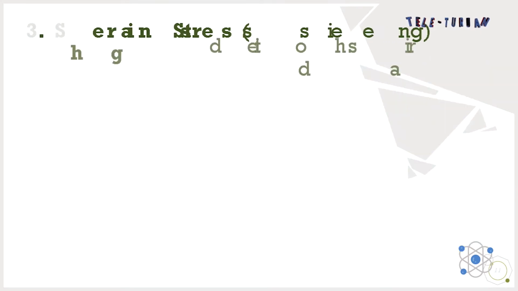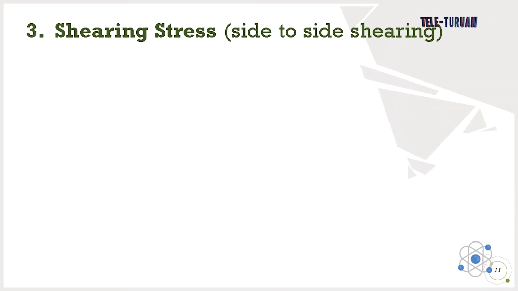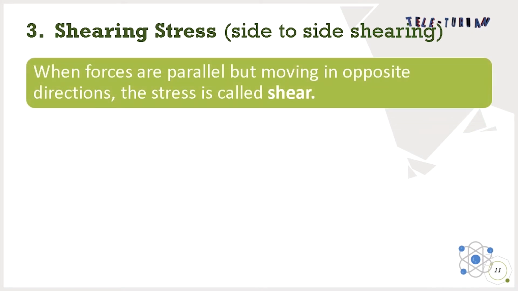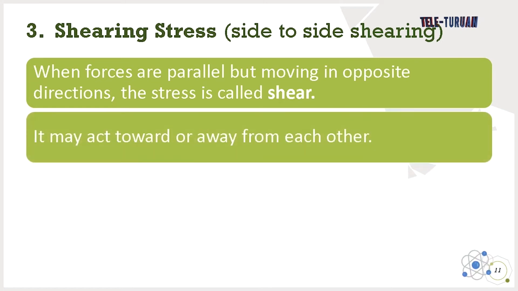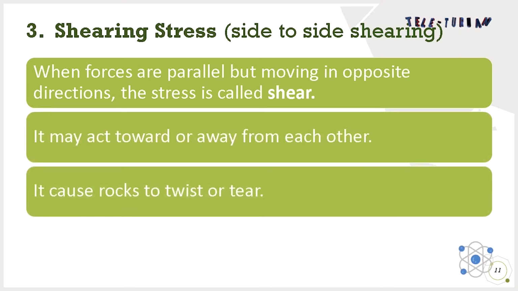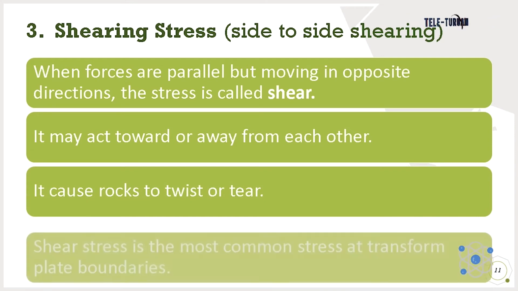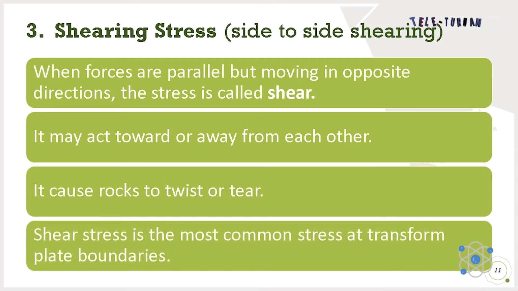And lastly, we have shearing stress or the side-to-side shearing. When the forces are parallel but moving in opposite directions, the stress is called shear. It may act toward or away from each other. It causes rocks to twist or tear. Shear stress is the most common stress at transform plate boundaries.